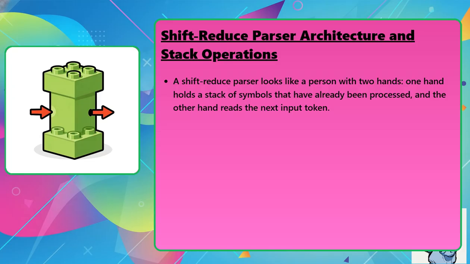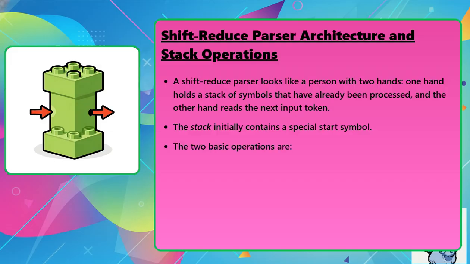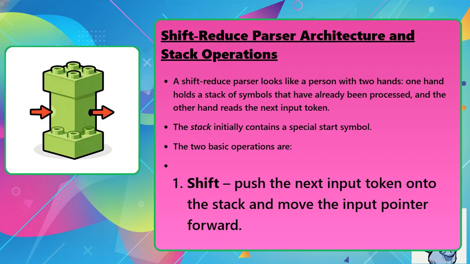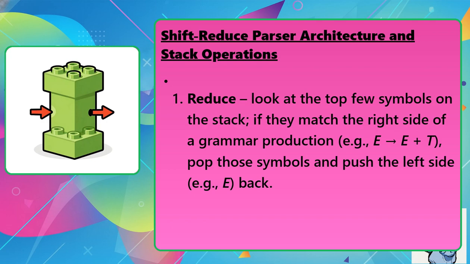One hand holds a stack of symbols that have already been processed, and the other hand reads the next input token. The stack initially contains a special start symbol. The two basic operations are: shift, push the next input token onto the stack and move the input pointer forward. Reduce, look at the top few symbols on the stack.